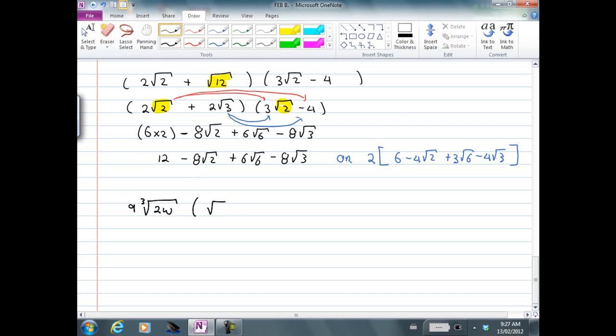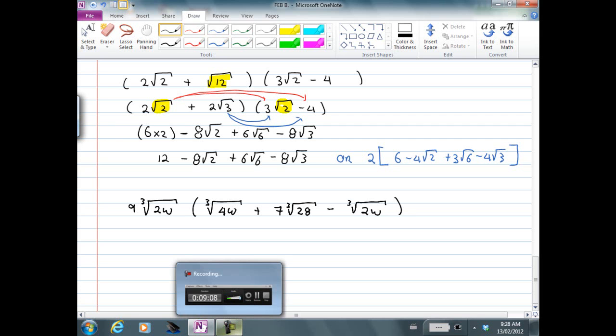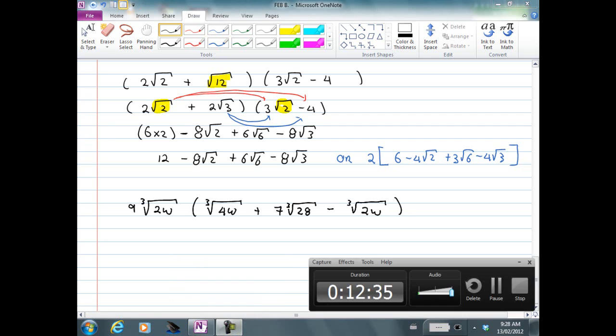This is going to be 4w cubed plus 728 cubed, and let's say minus cube of 2w. I'm going to pause it again and just let you have a good try at it.